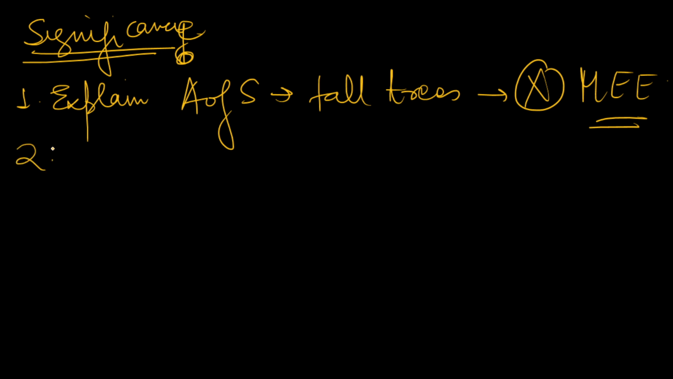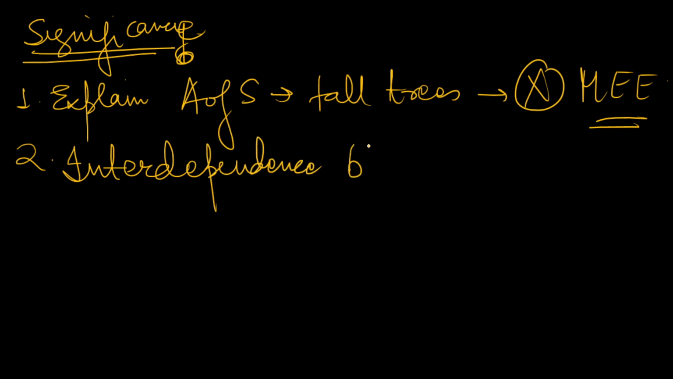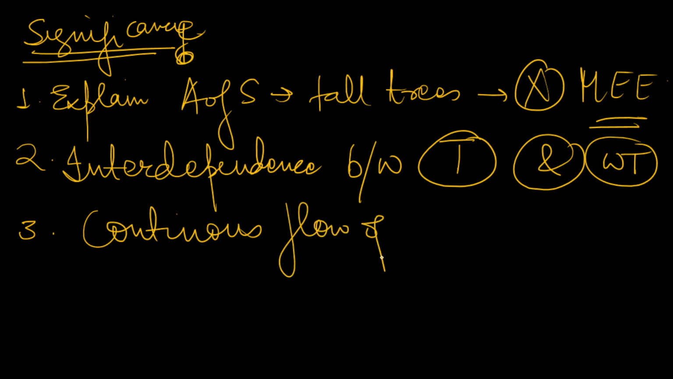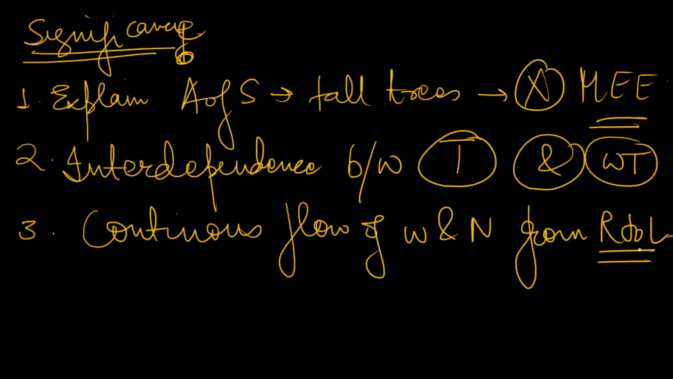Secondly, it demonstrates the interdependence between transpiration and water transport. Without transpirational pull, water transport is not going to happen properly. So this is another significance. Third, it accounts for continuous flow of water and nutrients from roots to leaves. So these are some of the significance of cohesion tension theory.